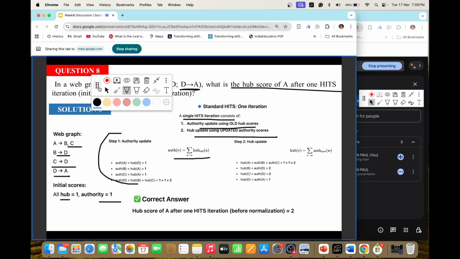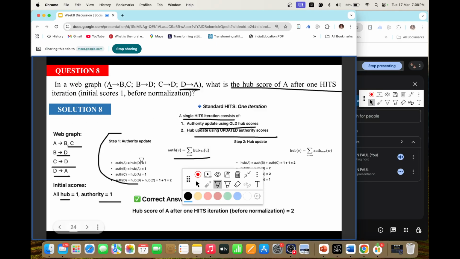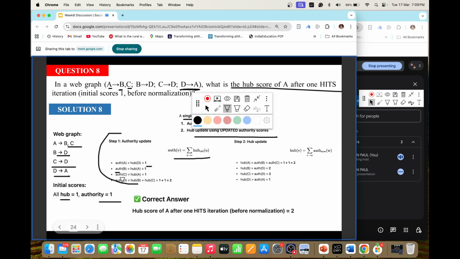So how will we update the authority? Authority A equals hub D, because A is followed by D. So that is 1. Authority B will be equal to hub A, because A follows B. Then authority C is equal to hub A, because A follows C. And last, authority D is followed by B as well as C, so hub 1 plus hub 1, so it will be 2.